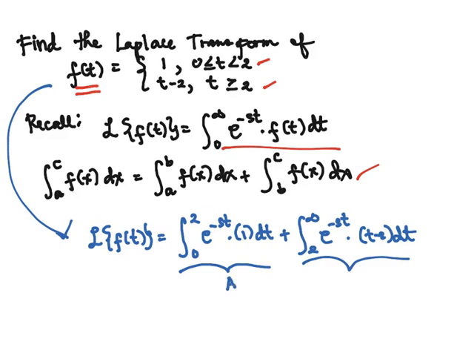Okay, let's separate this into two terms, a and b. In such case, we'll just integrate separately and then combine na lang later on. So we start with getting the integral for letter a: the integral from 0 to 2 of e to the negative st dt. Now this is just straightforward.